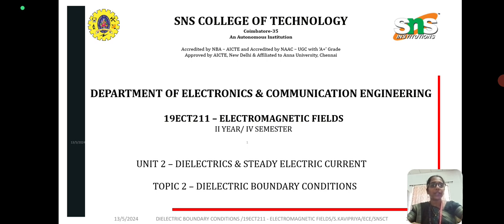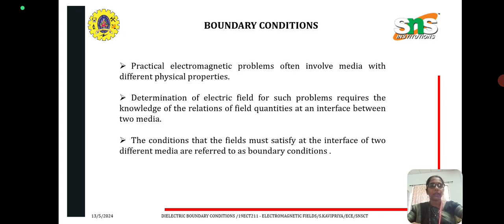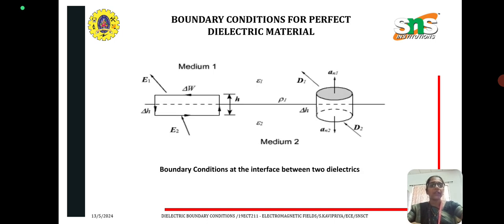I am going to deliver a topic called dielectric boundary condition from the subject electromagnetic fields. Practical electromagnetic problems often involve media with different physical properties. So determination of electric field for such problems requires the knowledge of relations of field quantities at the interface between the two media. The conditions that the fields must satisfy at the interface of two different media are referred to as the boundary conditions. So we're going to find the boundary conditions for a perfect dielectric material.